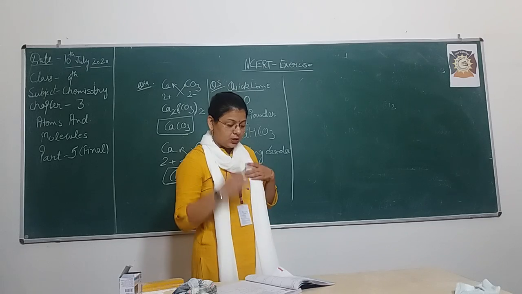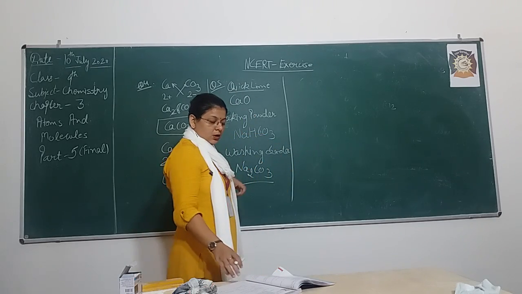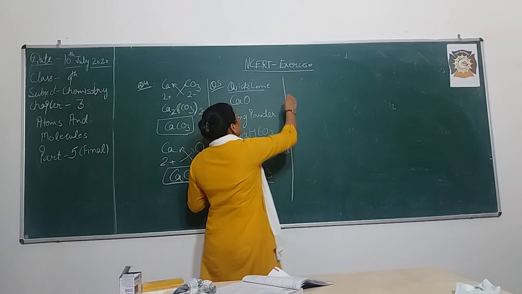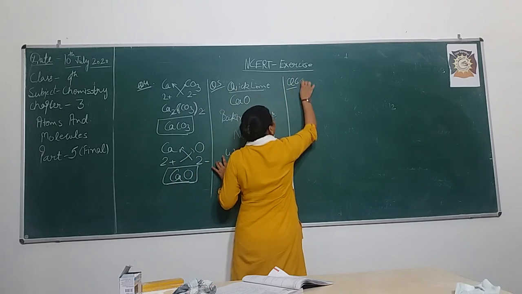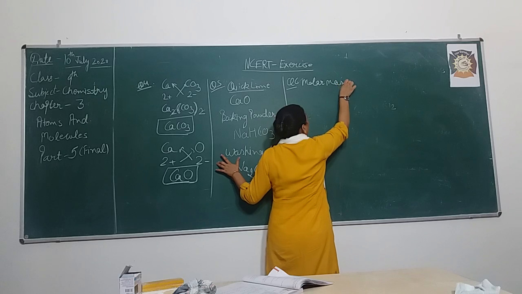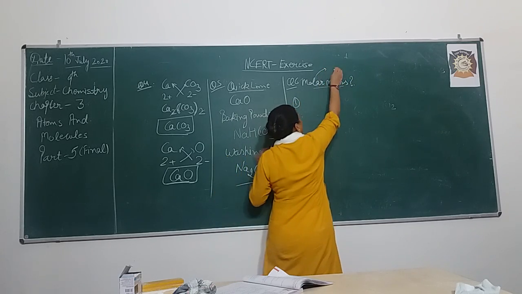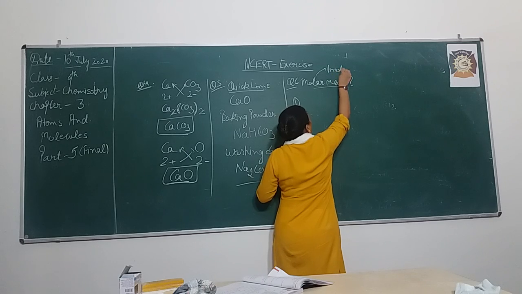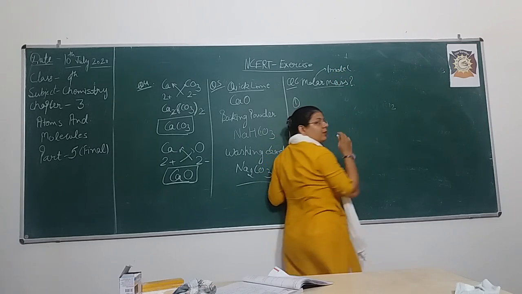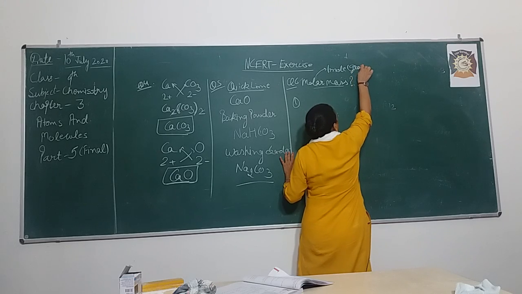The 6th question is: you have to calculate the molar mass of the following substances. So he is asking about the molar mass. Molar mass means the mass of 1 mole, and the unit is grams.